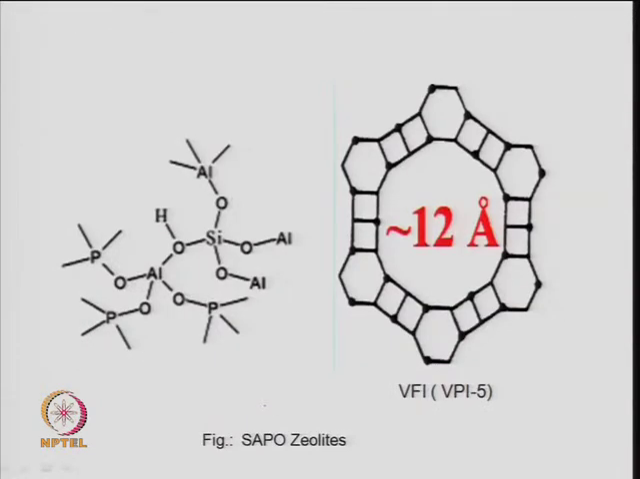So, this is again a type of SAPO zeolite, right, developed by the Virginia Petroleum Institute, and this is 12 angstrom, and that is the pore opening of the zeolite, and the number of rings can be calculated: 1, 2, 3, 4, 5, 6, something like that, right. So, different kinds of silico aluminophosphate zeolites can be formed depending upon the silicon to aluminum ratio and the phosphorus introduced into the framework of the zeolite.